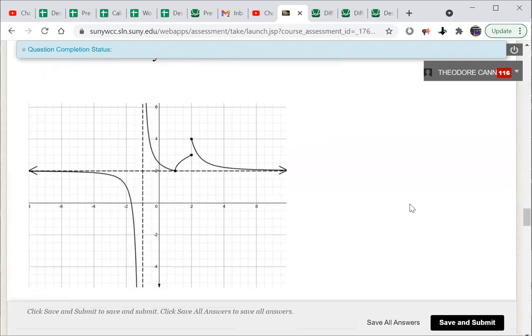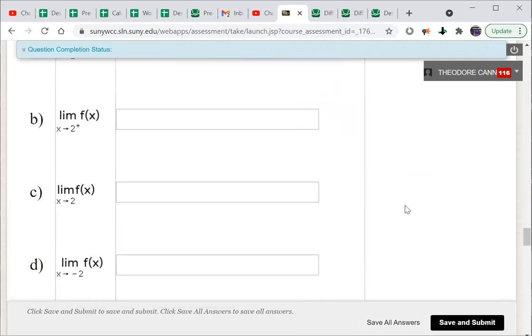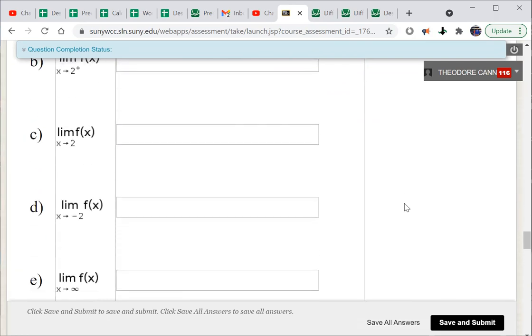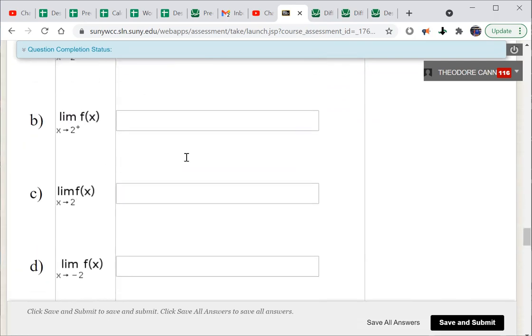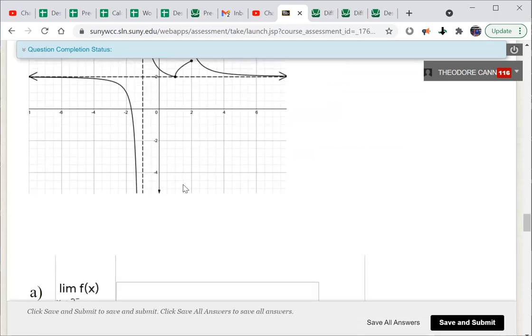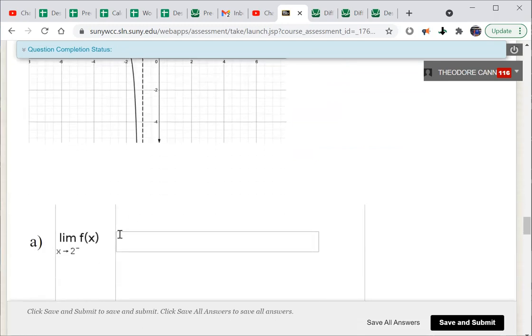The next one talks about graphical limits. So same idea, except you're given a pre-printed graph. You're not coming up with a graph yourself. So you're just doing the same idea, except the graph is already given. It's a Desmos graph, I'm giving you the Desmos graph.